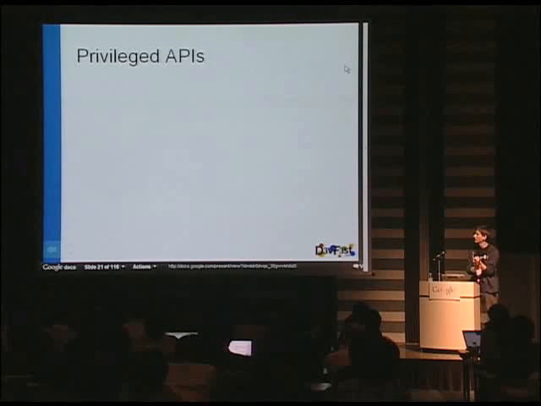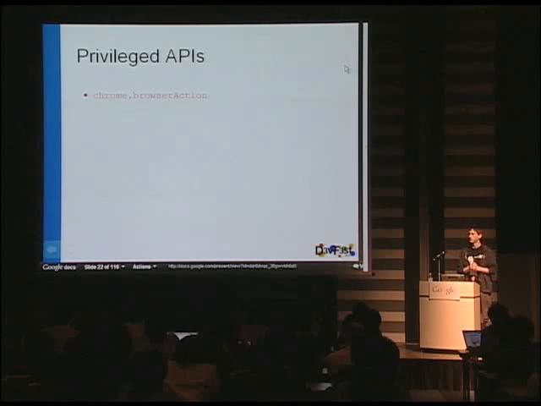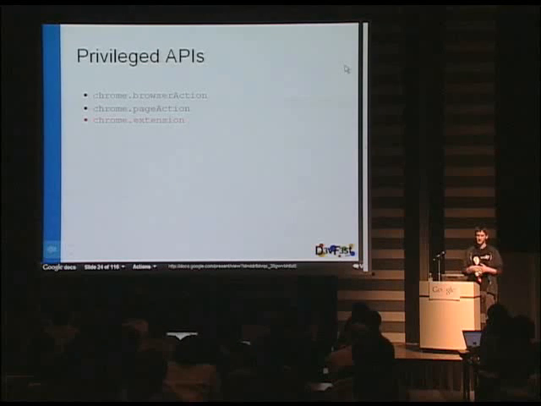Finally, there are a few privileged APIs that extensions can plug into that a regular web page can't. The first is Chrome.BrowserAction, and this obviously lets you manipulate those browser actions that we looked at before. The same is true of Chrome.PageAction. Then we have Chrome.Extension, which is a utility class. Primarily, it has methods and objects for doing message passing between the different components of your extension.